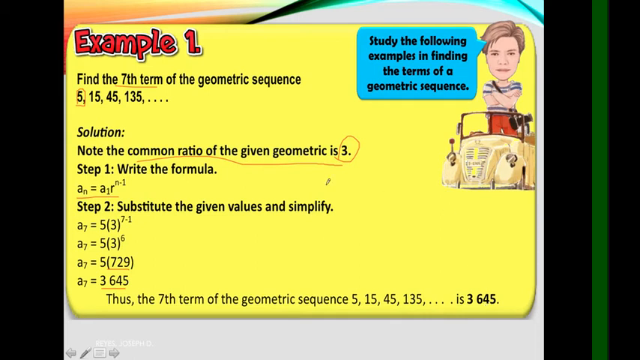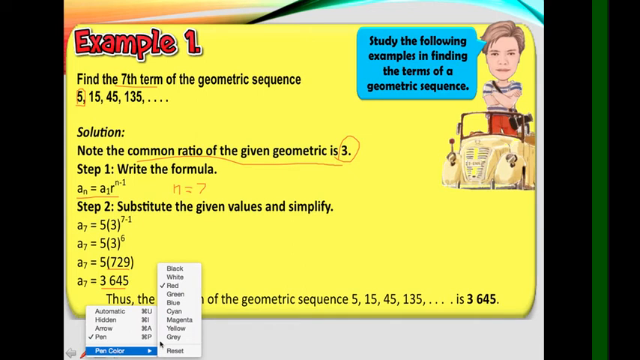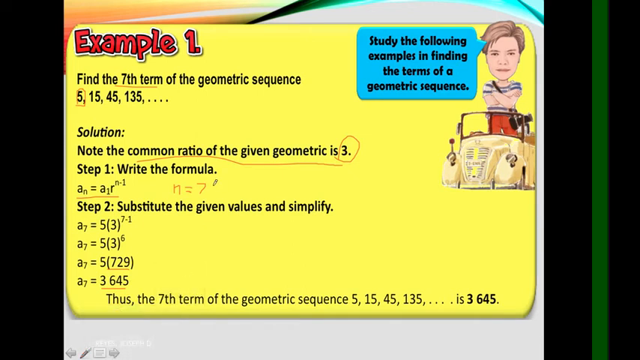Okay? I repeat. So, for the a sub n here, the n here is 7 because we're looking for the seventh term. Yun ang ating letter n. Next, for the r, we have 3 because we have the common ratio of 3. And I believe you know how to get the common ratio, right? And then, after that, we have a sub 1. The a sub 1 is the first term, and the first term is 5.